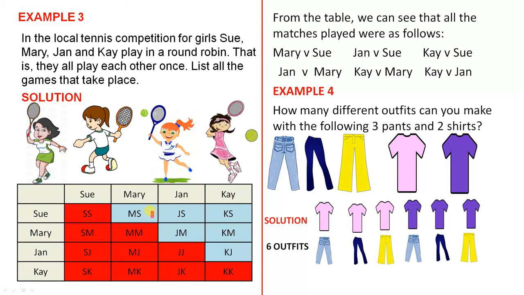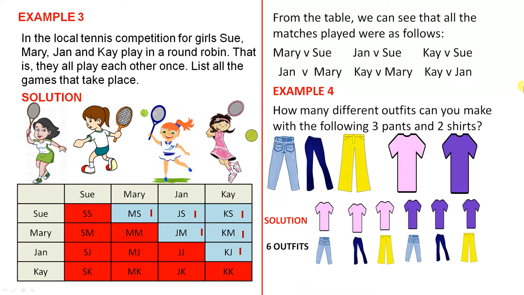So the only ones that are left are 1, 2, 3, 4, 5, 6. So there are 6 matches. So from the table we can see that all the matches played were as follows. Mary versus Sue, Jan versus Sue, Kay versus Sue, Jan versus Mary, Kay versus Mary, and Kay versus Jan. And they are the 6 possibilities that are coloured blue.